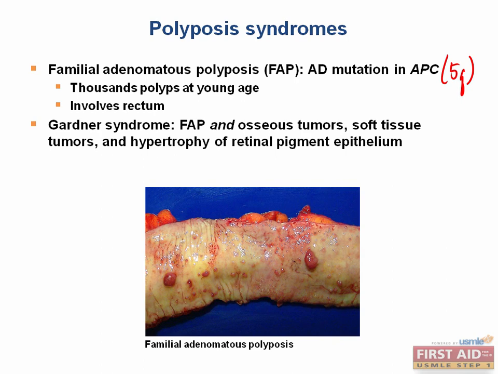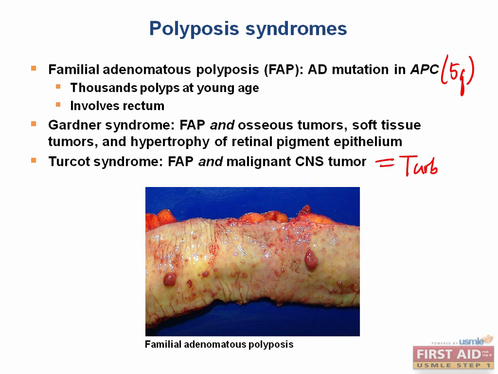Gardner syndrome is where patients have FAP and also osseous tumors, soft tissue tumors, and congenital hypertrophy of the retinal pigment epithelium. Turcot syndrome includes FAP and malignant brain tumors. To help remember this for the boards, think of a turban wrapping around the head. Turban for Turcot.